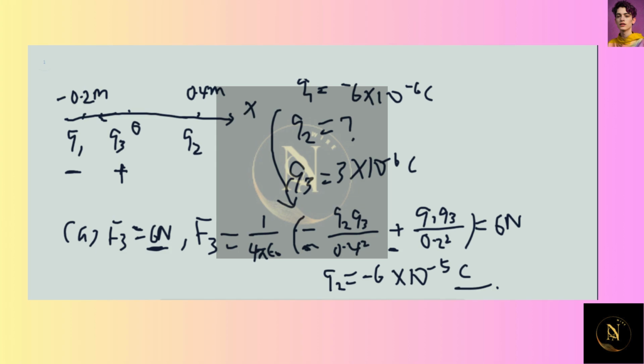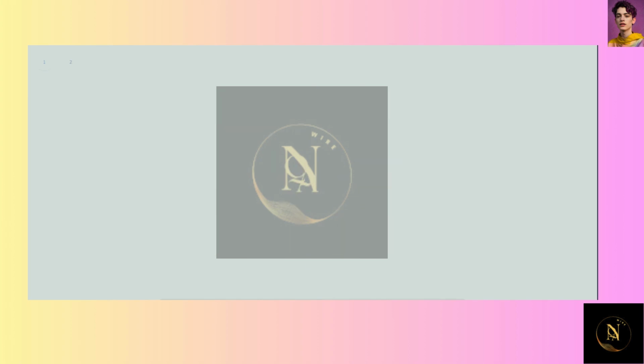Okay. And for part B, we know that F3 is also 6 newtons, but it is pointing to the left. So in this case, this is equal to negative 6 newtons.